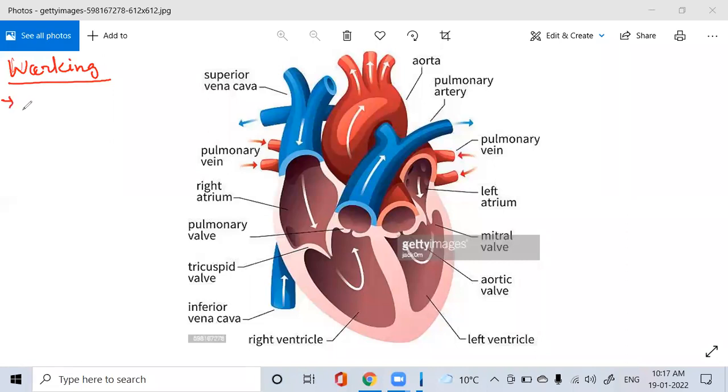First, we can see the large veins. We know that the veins carry deoxygenated blood from the body parts to the heart. So how do they carry? So what we can say is, large veins carry deoxygenated blood.